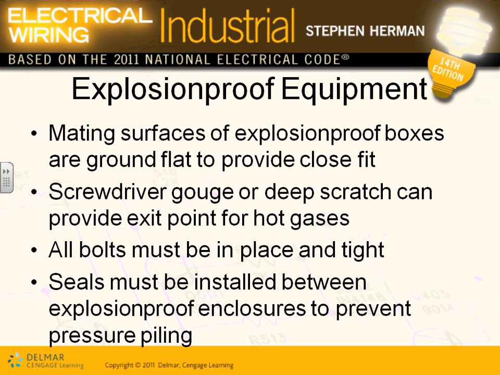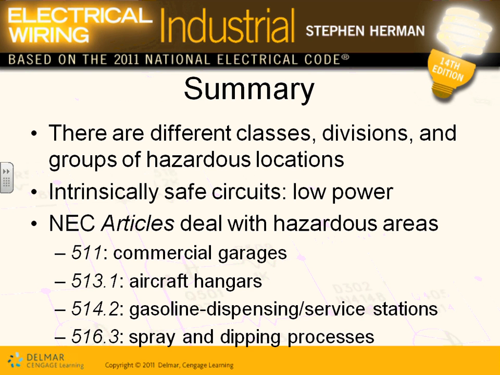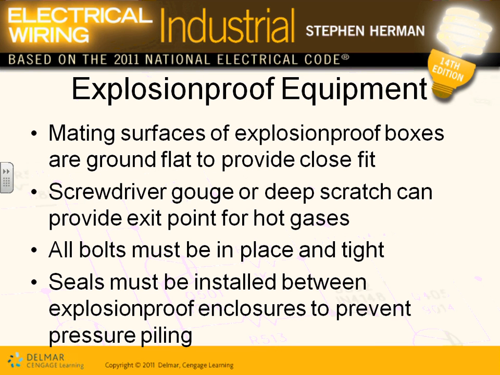Seals must be installed between the explosion-proof enclosures to prevent pressure piling. If you have two explosion-proof enclosures, guys, there's a concept called pressure piling. I think we have a picture of it. Long story short, if you have an explosion in one enclosure and you don't have a seal from the other enclosure, the volume of the gas will expand rapidly, violently, and channel itself to the other explosion-proof enclosure through the conduit and create a much bigger explosion in the second enclosure. They call it pressure piling.